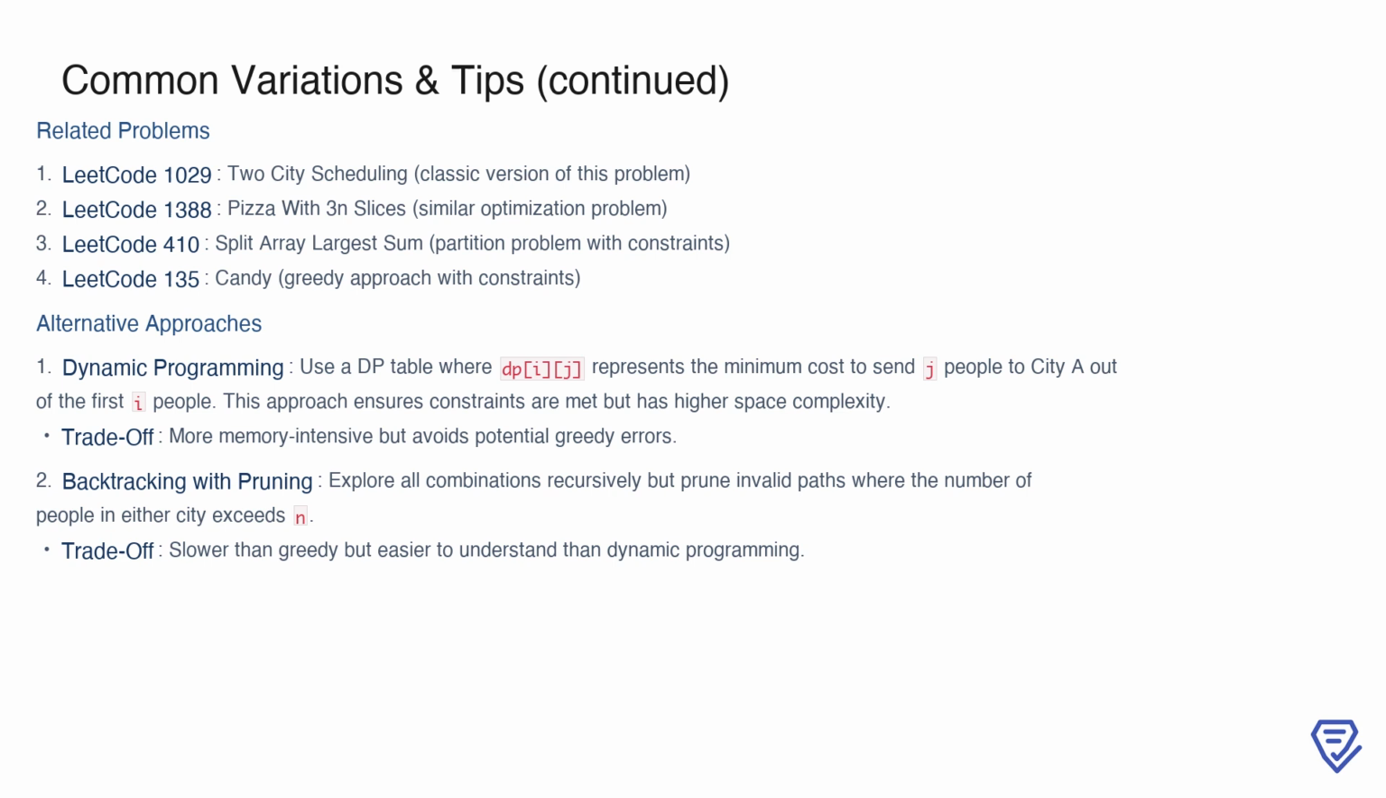Beyond these related problems, alternative approaches to solving two-city scheduling include dynamic programming and backtracking. With dynamic programming, you can use a table where each entry represents the minimum cost to send a certain number of people to city A out of a given total. Although this approach guarantees the constraints are met, it requires more memory and can be less efficient. Backtracking with pruning is another option, where you recursively explore all combinations but discard invalid paths early, such as when one city exceeds its limit of n people. While slower than greedy approaches, backtracking might be easier to implement and understand in certain scenarios.